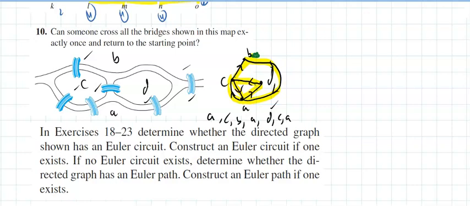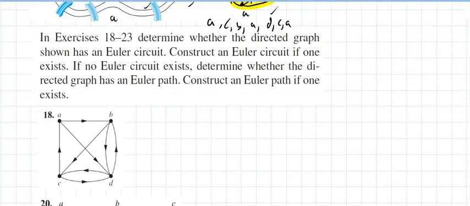There we go. 18 through 20. The fact that I have 3 right there tells me there's no circuit. 1, 2, 3, 4. 1, 2, 3, 4, 5. And I have 2 odds. There is an Euler path with no Euler circuit.